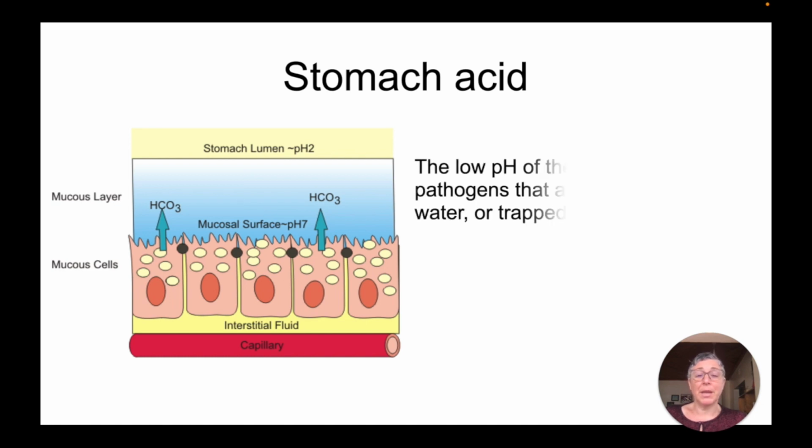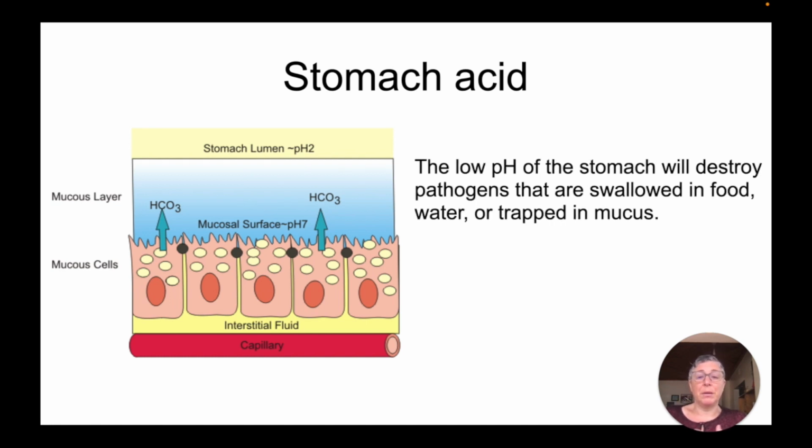Then we have stomach acid. Stomach acid is about a pH of 2, and this low pH is going to destroy pathogens that are swallowed in food or water, or that are trapped in mucus that gets swallowed.